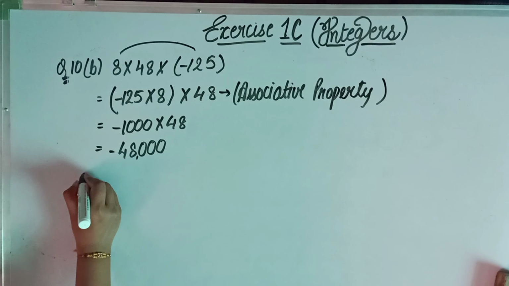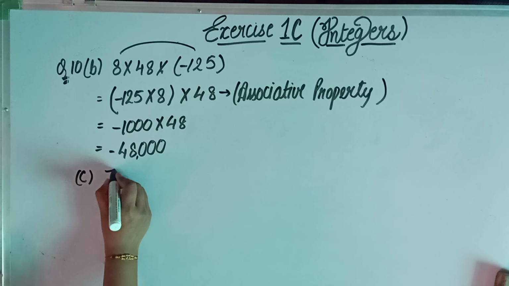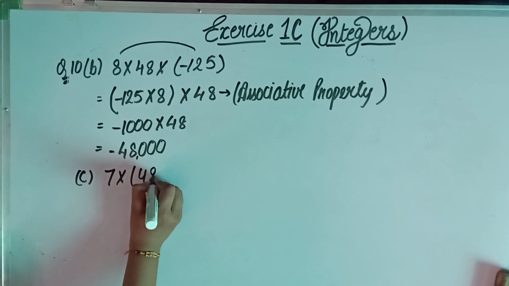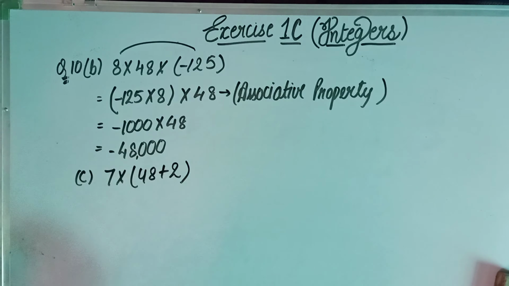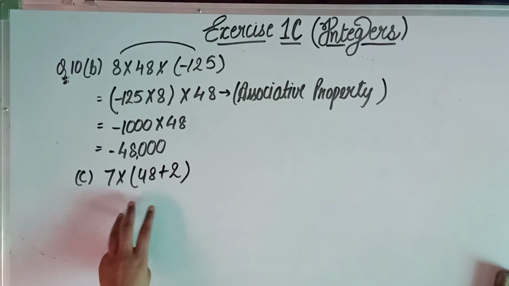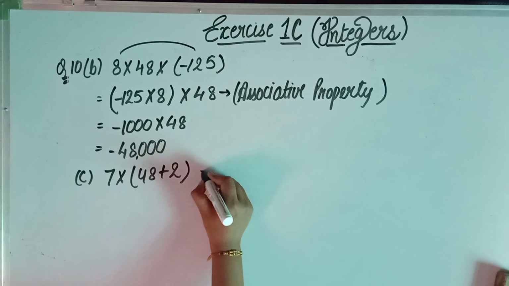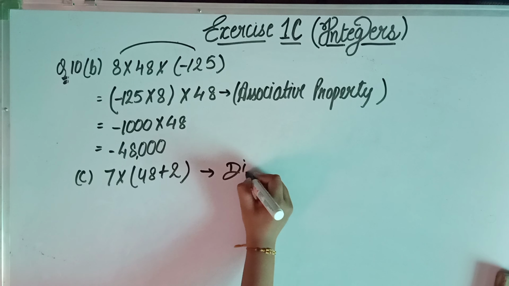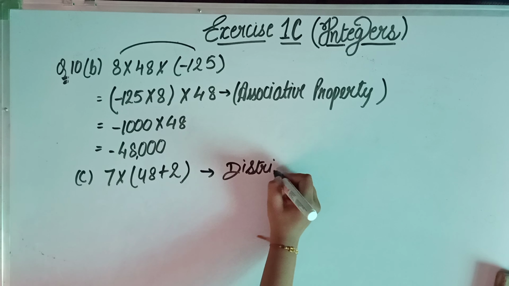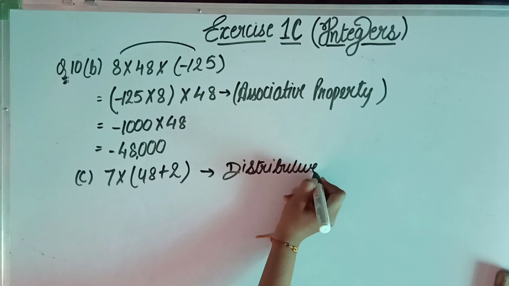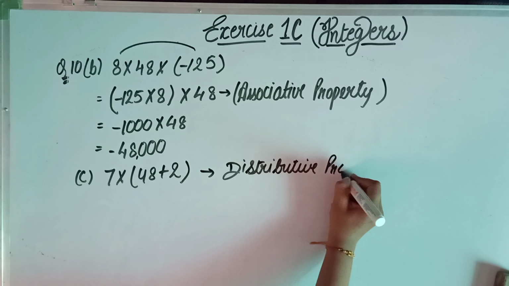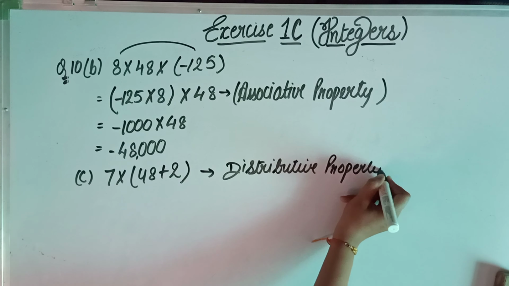Now we are moving with the C1. The C1 is 7 into 48 plus 2. Again we have three numbers, but two numbers are in addition. So which property is going to be applied? Distributive property. And what happens in the distributive property?